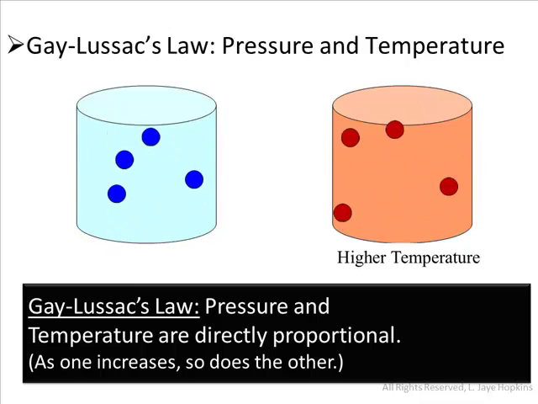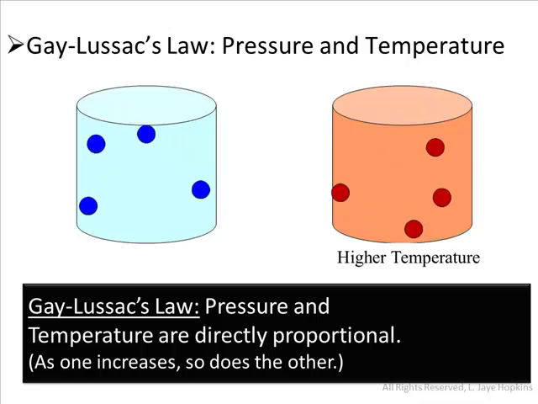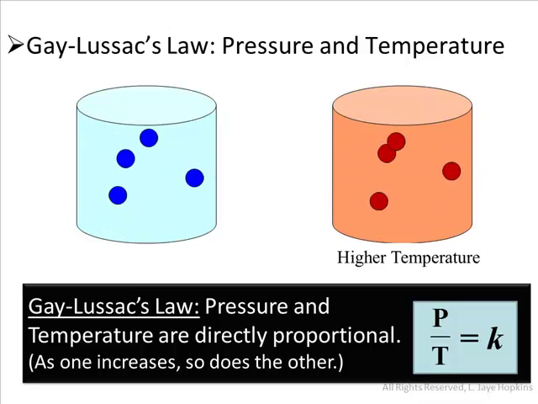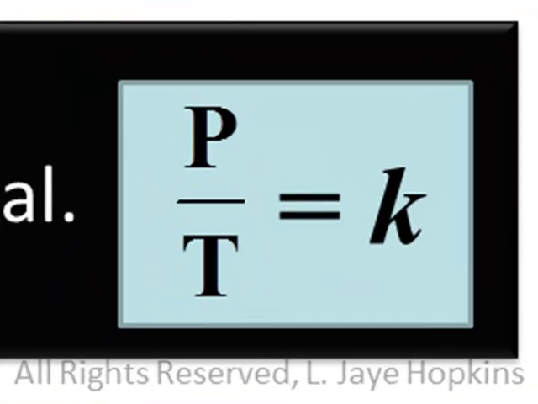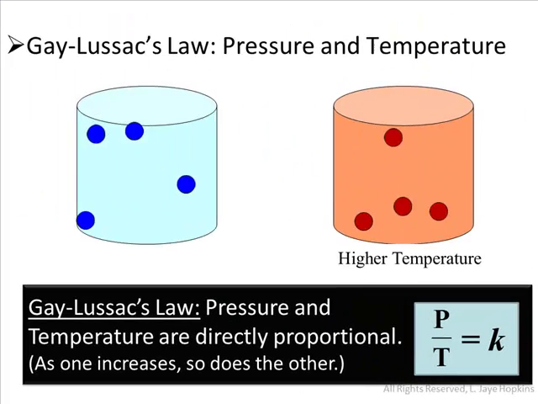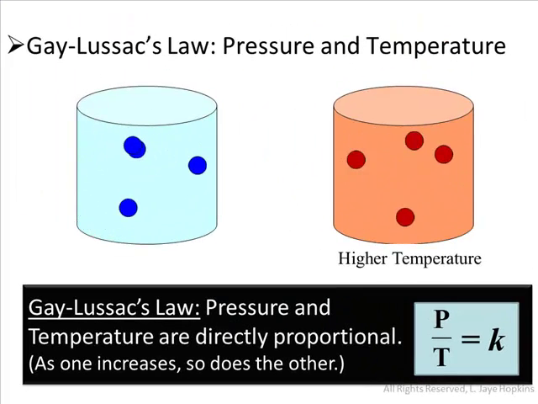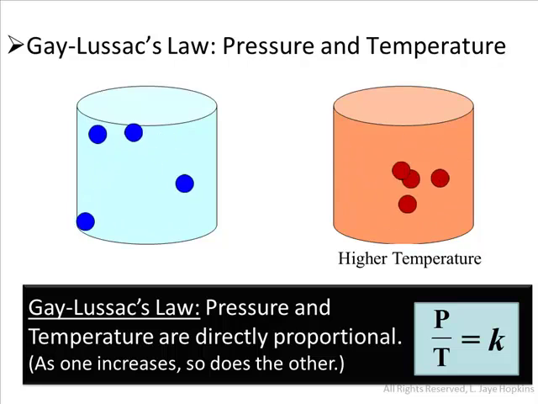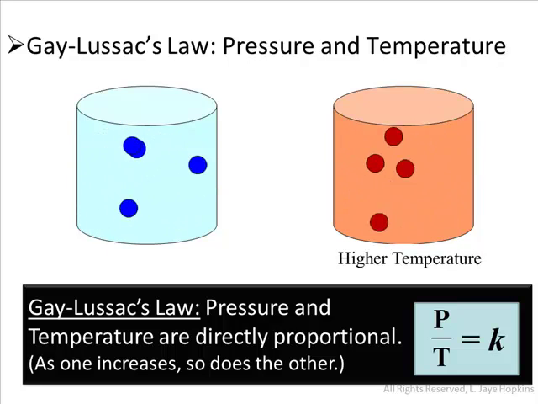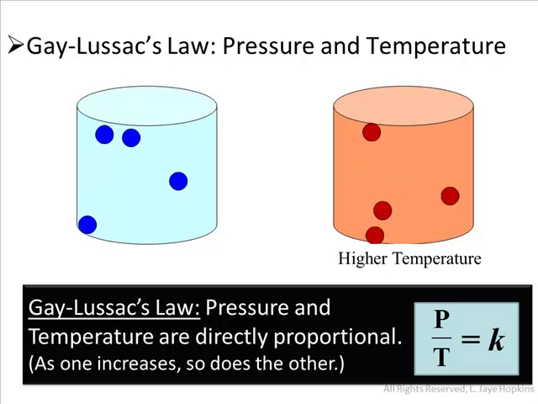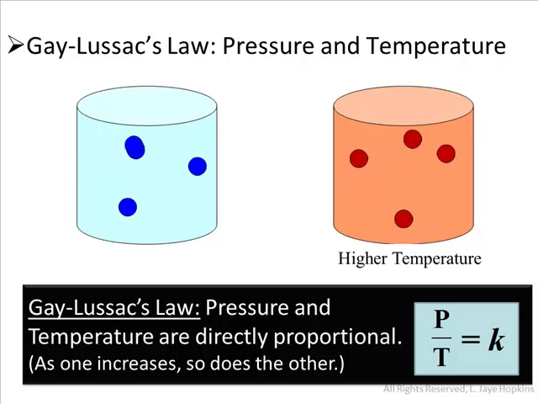Mathematically, this means we wouldn't multiply pressure and temperature together to get a constant. We'd have to divide. So Gay-Lussac's law can also be expressed as pressure divided by temperature equals K. And in fact, sometimes you'll also see T over P, the inverse. But either way, the idea is that as one thing goes up, so does the other. Gay-Lussac's law says as pressure or temperature increases, so does the other. Let's look at our third and final named gas law that's really simple.